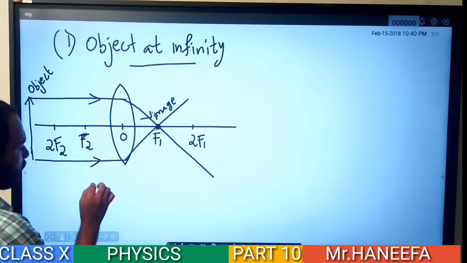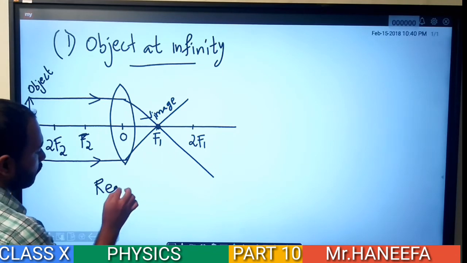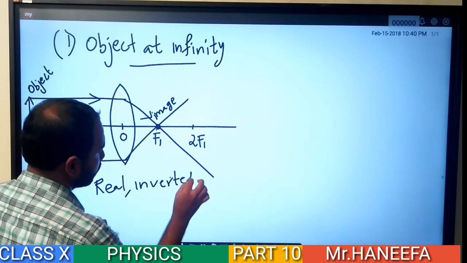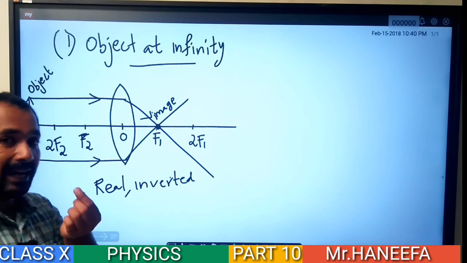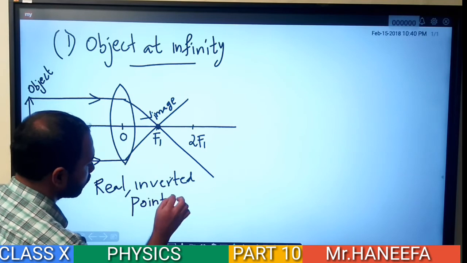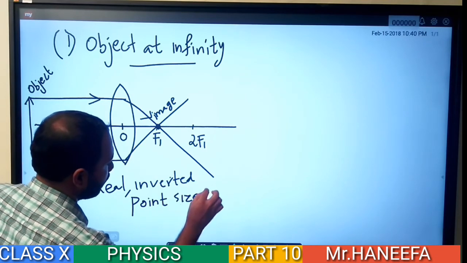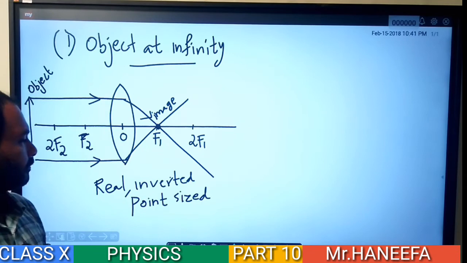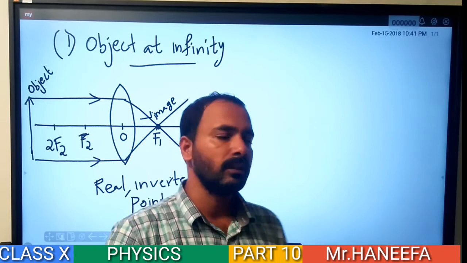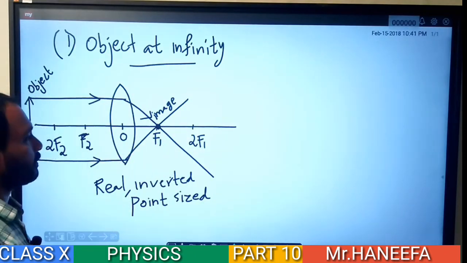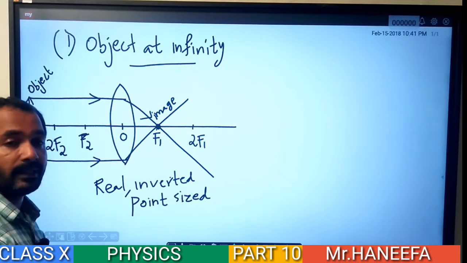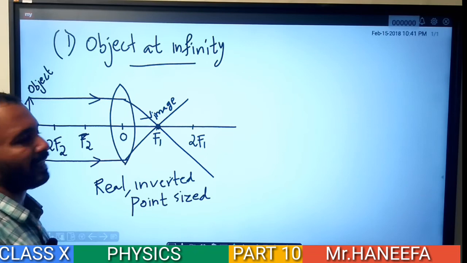This image is real and inverted. It is highly diminished and point sized. So when object is placed at infinity, where image is formed? Image is formed at the focus. This image is real, inverted, highly diminished and point sized.